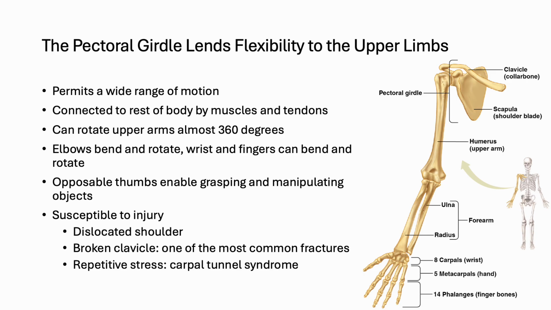The elbow joint permits both bending and rotational motions, while the wrists and fingers add further flexibility. The opposable thumb is especially important for grasping and manipulating objects, a feature central to human evolution and tool use. However, the flexibility comes with a cost, making the shoulder joint particularly prone to dislocations and injuries. Common problems include broken clavicles, which are frequent fractures, and repetitive stress injuries like carpal tunnel syndrome, which affects the median nerve in the wrist and impairs hand function.